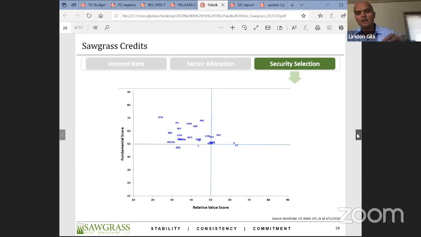So I would say the interest rate risk was neutral, sector allocation was very positive, and the focus on strong companies was also very positive.